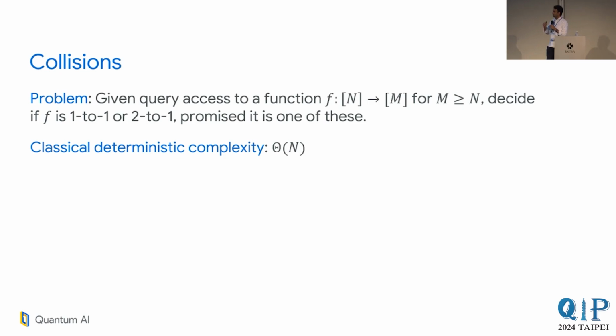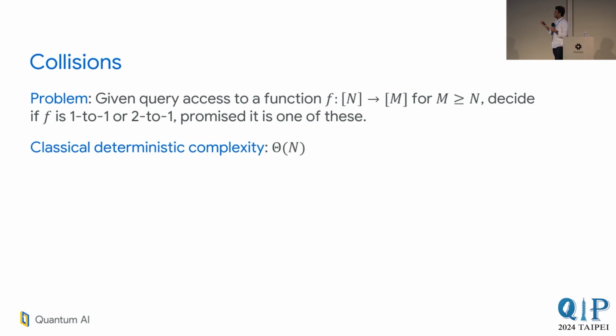A function is 1-to-1 if every input gets mapped to a different output, and it's 2-to-1 if every output symbol that's mapped to has two preimages. So I'm telling you the function has one of these two properties. It's either 1-to-1 or 2-to-1. How many times do you have to access this function to decide which one of these two properties holds?